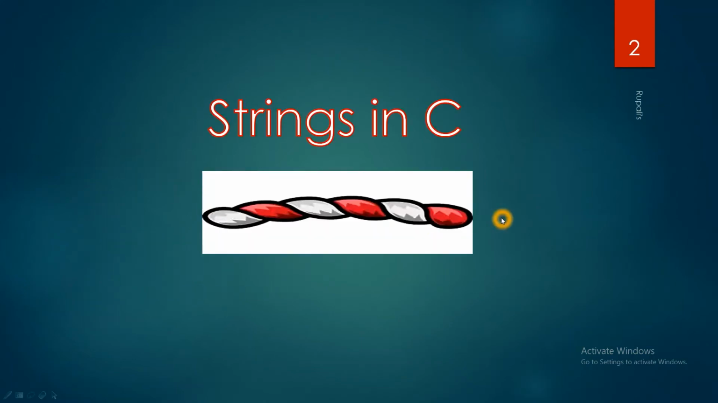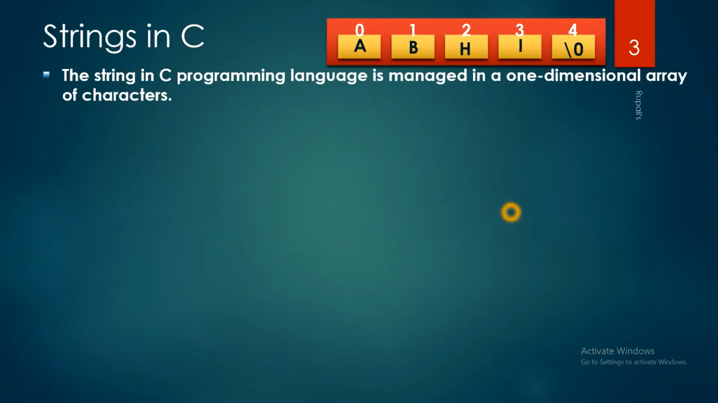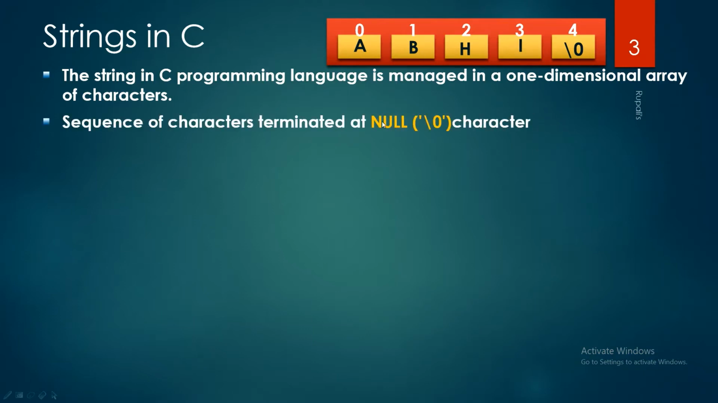Today we will start one new chapter, strings in C. So what is a string? A string in C programming is managed in a one-dimensional array of characters. It is a sequence of characters terminated by a null or \0 character. This character \0 is called the null character.